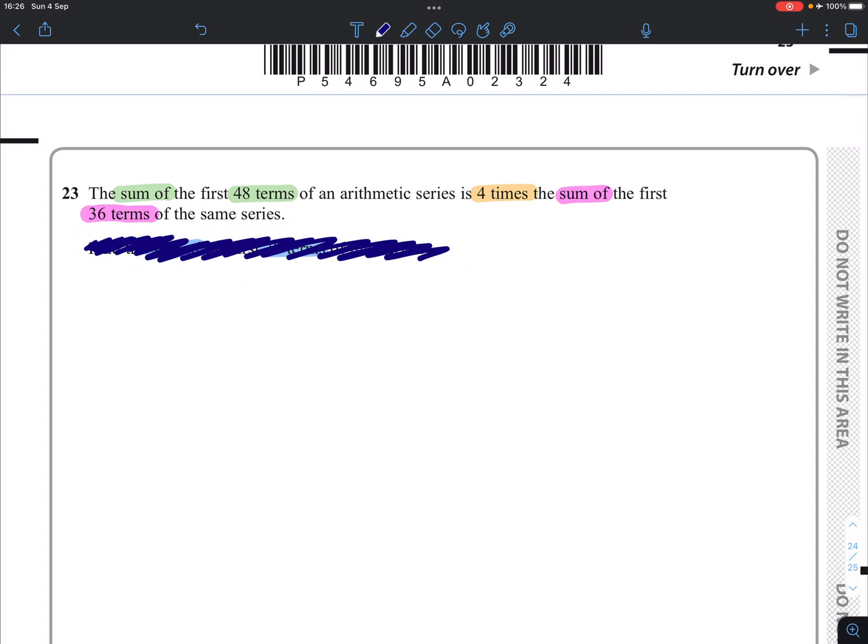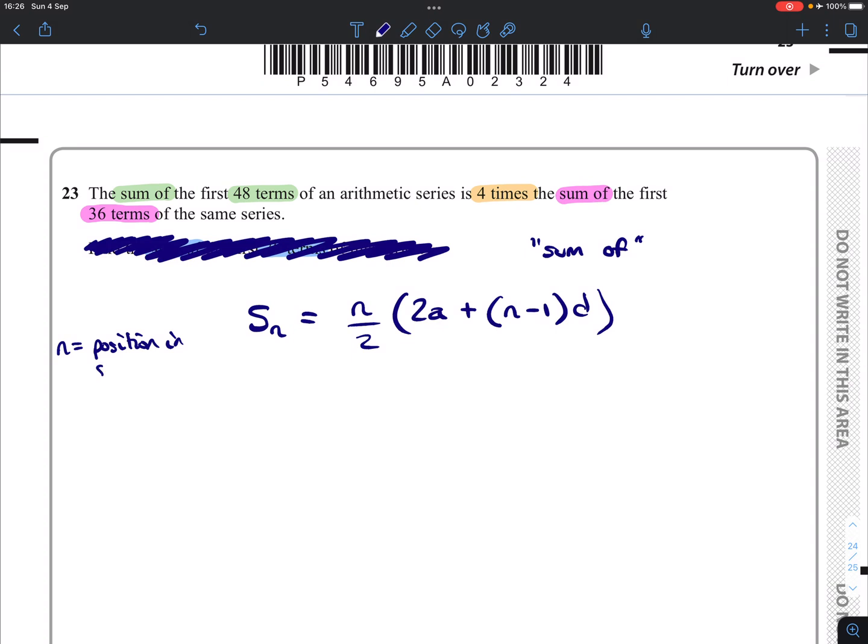So the mention of sum of in both the green part and the pink part indicates that we're going to be using the formula that's given in the formula sheet, which is the sum to n terms: S_n equals n over 2 bracket 2a plus open bracket n minus 1 d, where n is the position in the sequence, so how many terms into the sequence you are, a is the first term, d is the common difference, in other words what this sequence goes up or down in, and S_n itself is the sum of.